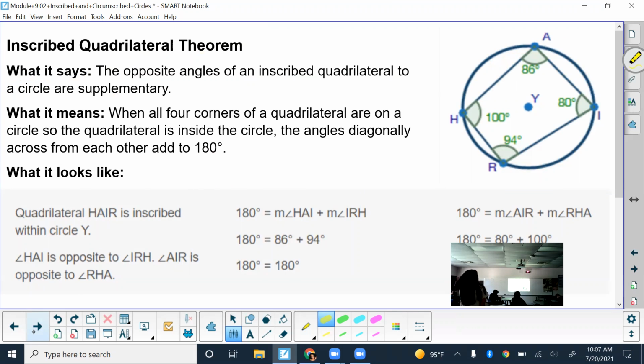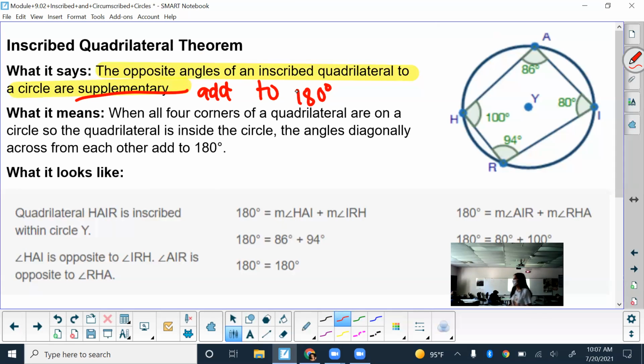Then we have the inscribed quadrilateral theorem. Opposite angles of a quadrilateral inscribed in a circle are supplementary. Supplementary means they add up to what? 180, good. What this theorem is saying is that if you have a four-sided shape, the opposite angles, like this angle to that angle, and this angle to that angle, will be supplementary to each other. So like 100 plus 80 is 180. 86 plus 94 equals 180. Make sense? Questions?